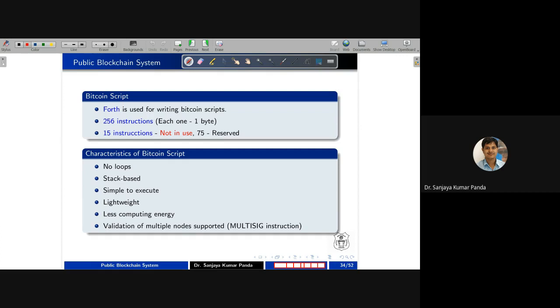Whatever instruction you are doing, one instruction is above another instruction. That's why we call this stack based, and it is very simple to execute, and the instructions are lightweight instructions, and it consumes less energy. You can also validate multiple nodes using the multi-signature instruction. Multi-sig instruction means you have more than one signature. I'll show you the code for this multi-sig instruction so that you can easily understand.